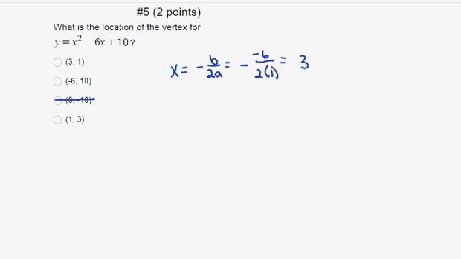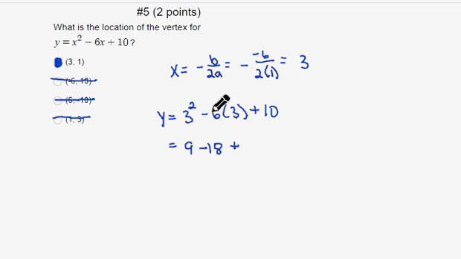So we can rule out this one here. We can rule out this one here. We can actually rule out this one here. That has to be our vertex. But let's continue on to get our y-coordinate of the vertex. We're looking at y equals, and now we take this value and substitute it in for x, 3 squared minus 6 times 3 plus 10. That gives us 9 minus 18 plus 10 equals 1. And we already knew that it was 3 comma 1.